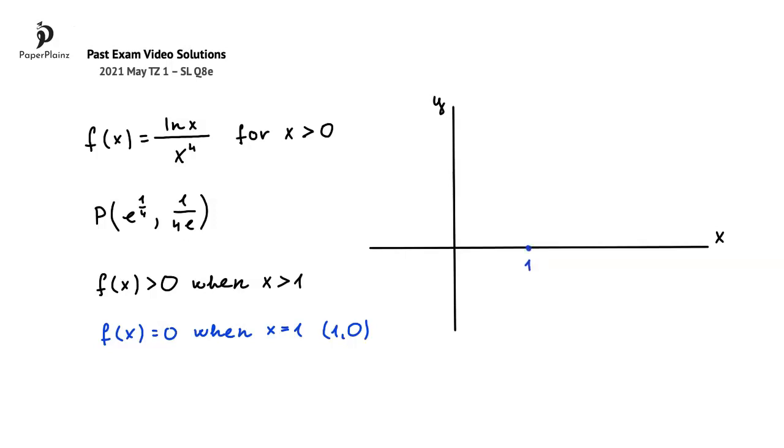our sketch here. Next, let's think about point P. The x-coordinate here is e to the power of 1/4, and since e represents a number that is larger than 1, e to the power of 1/4 must be larger than 1. The y-coordinate of P, so 1/(4e), is a positive number, so we can place point P somewhere here.